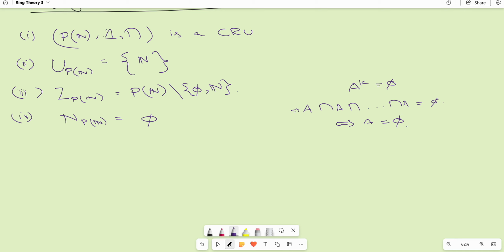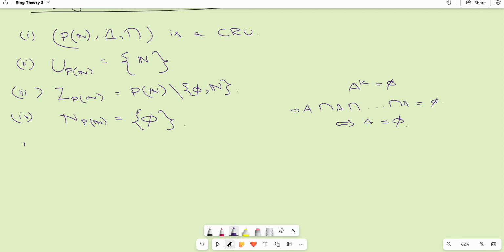Is it clear? Only the 0 element is a nilpotent element, right? The 0 element is a nilpotent. This set is not empty. The empty set is an element here, right? This set is not empty because the empty set, phi, is an element. So there is a singleton set, right? Okay, nilpotents are done. What are the idempotents?